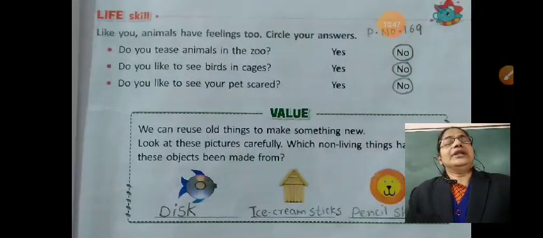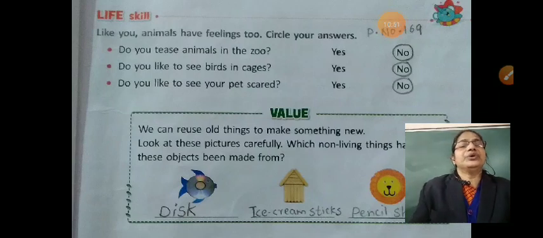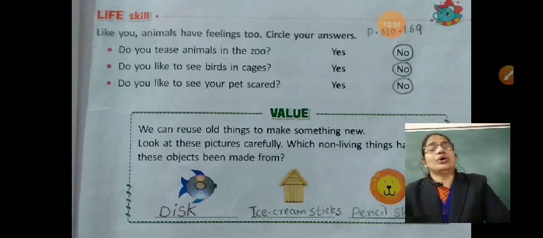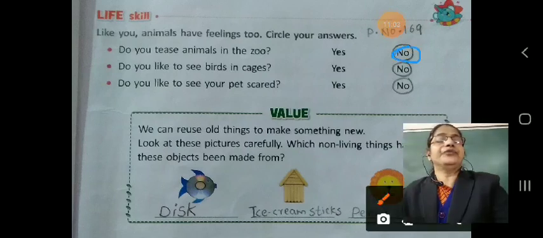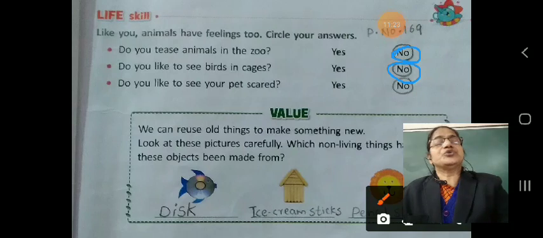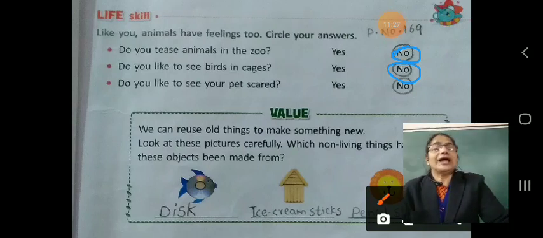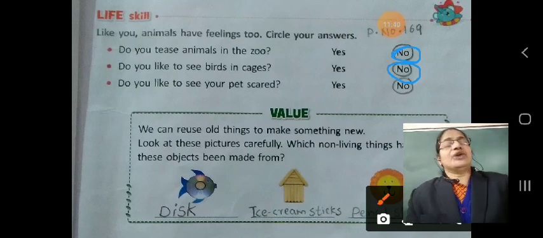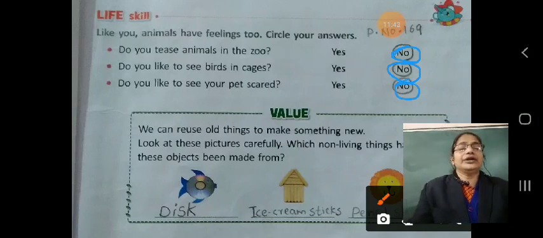Next one, like you, animals have feelings too. Circle your answer. Do you tease animals in the zoo? Yes or no? You can circle there. No. We are not teasing any animals in the zoo. Just we are going to see the animals in the zoo. Second one, do you like to see birds in cages? We do not like it. We have to circle no. Third one, do you like to see a pet scared? No. We also do not like to see our pet scared. All the answers are no only.